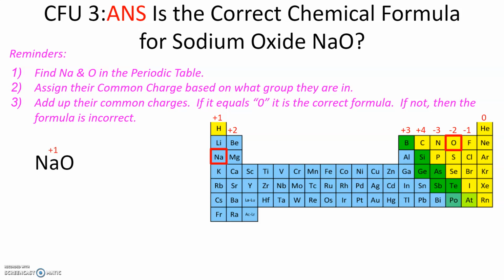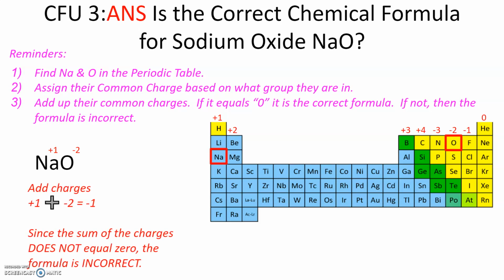All right, so sodium is in group 1, has a +1 charge. Oxygen is in group 16, has a -2 charge. So I'm checking to see if this is the correct formula, and I do that by adding up the charges together. But when I add up the charges together in this case, +1 and -2, they don't add up to 0. So that means that this formula is incorrect, right? Because remember, in order for it to be correct, the overall charge must be 0.